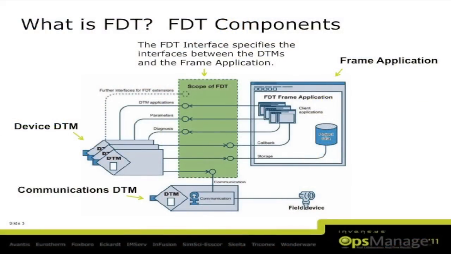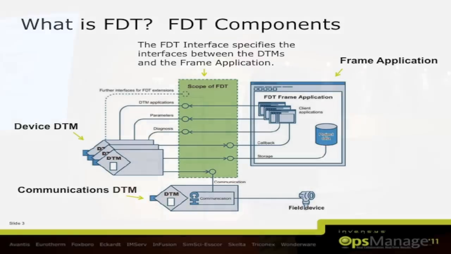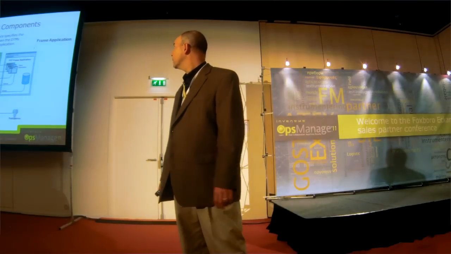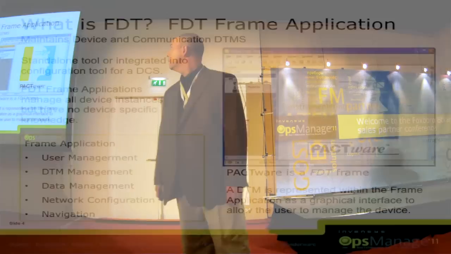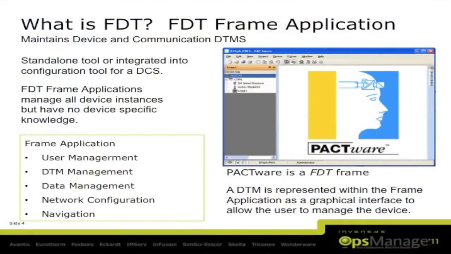So what is FDT? FDT is built of 3 components: a frame application, a communications DTM, and a device DTM. The frame application is essentially the hosting application for the other 2 pieces of the puzzle, the communications DTM and the device DTM. The frame application that we choose to use is something called Packware. It's a consortium that we joined. It runs on your PC, runs on XP, Windows 7, Windows Vista.